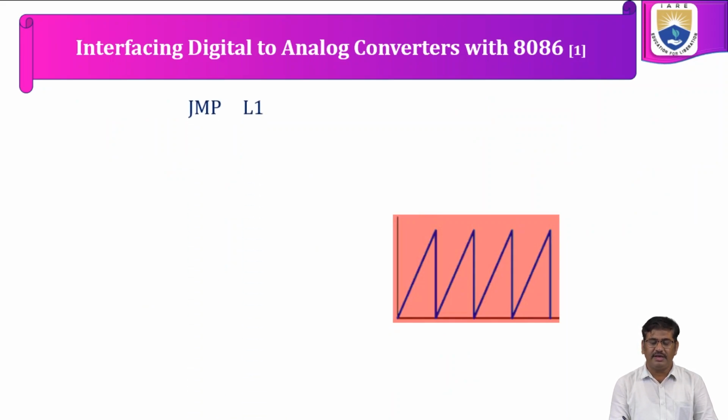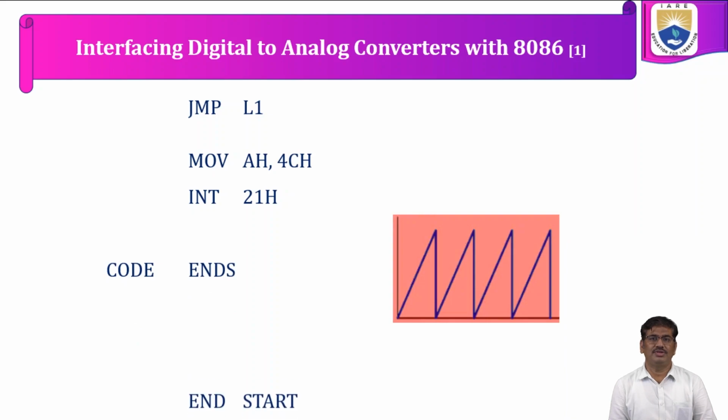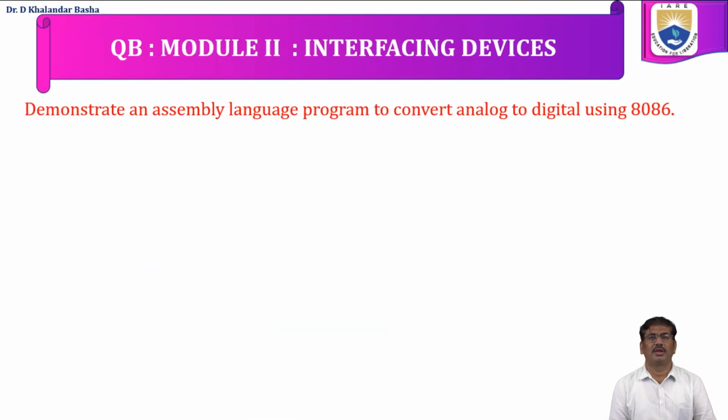Next, for getting a continuous iteration, we just jump to loop 1 unconditionally. Then to terminate the program, however it is an infinite loop that is going to generate the signal, for terminating the program we will generate INT 21H with a function call of 4CH in AH. We will end the code segment using code ENDS. We will end the program by using the END start directive.